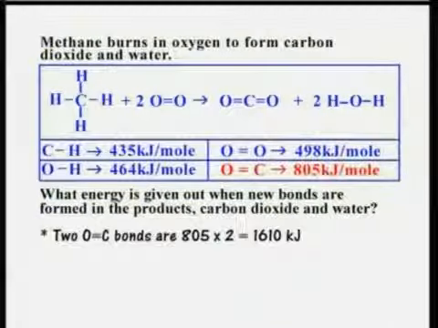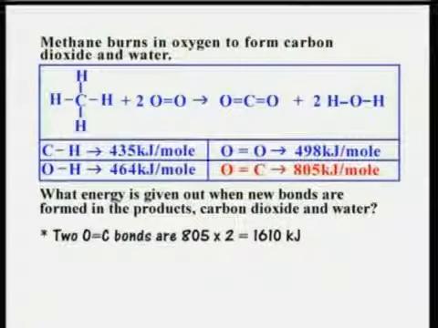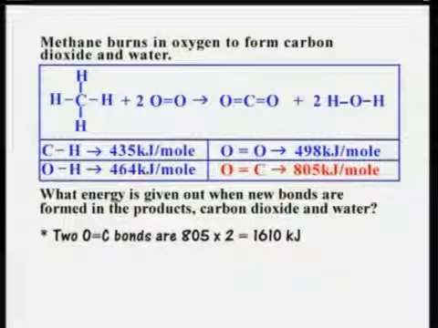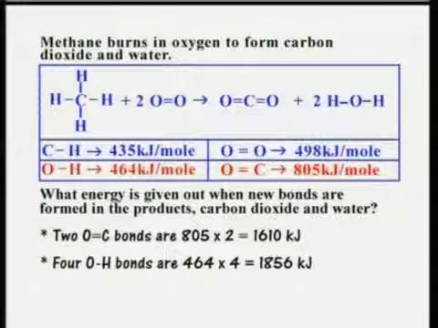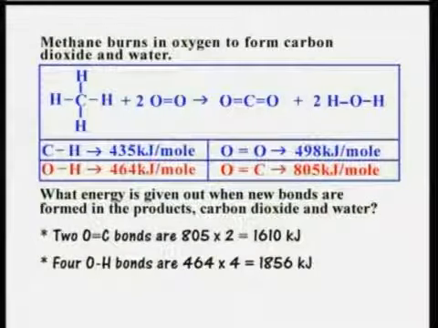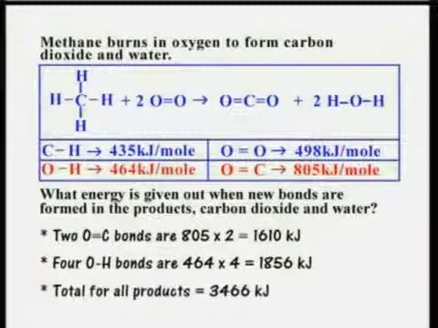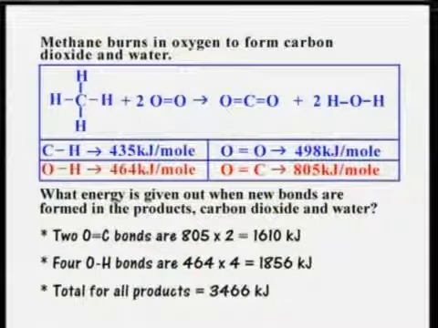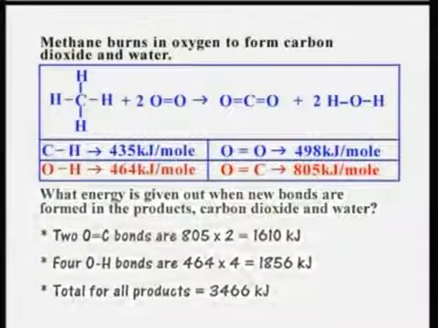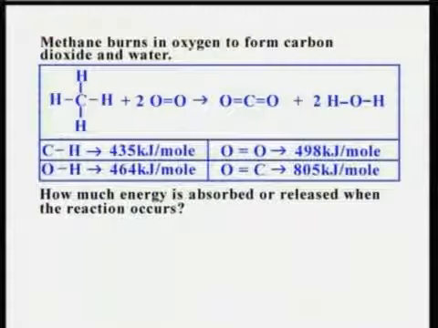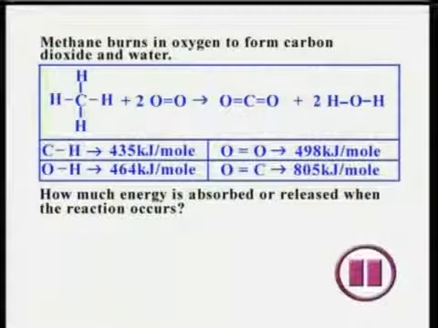Two oxygen-carbon double bonds are 805 times 2 equals 1610 kilojoules, and 4 OH bonds are 464 times 4 equals 1856 kilojoules. Added together, that's 3466 kilojoules. How much energy is absorbed or released when the reaction occurs?